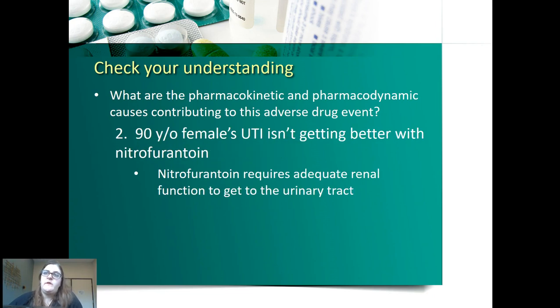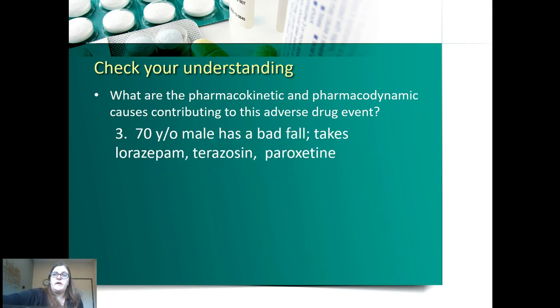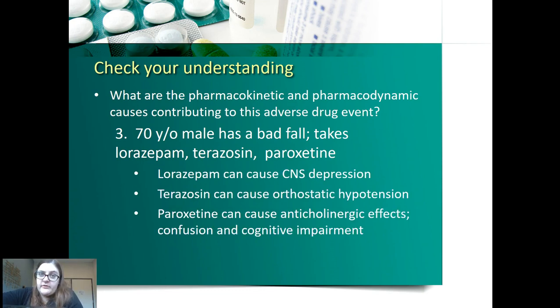Second one is a 90-year-old female. She's taking nitrofurantoin, but her UTI isn't resolving. And just so you know, nitrofurantoin requires adequate renal function to even get to the urinary tract. And one more, I got a 70-year-old male. He's had a bad fall, and he takes these 3 meds: lorazepam, terazosin, and paroxetine. Lorazepam can cause CNS depression. Terazosin can cause orthostatic hypotension, and paroxetine can cause anticholinergic effects.